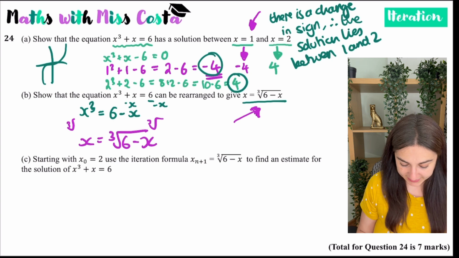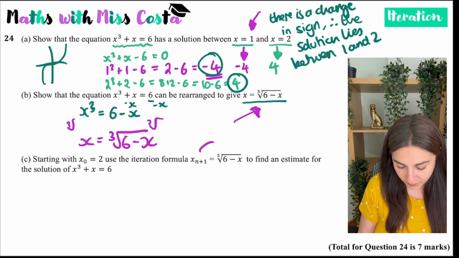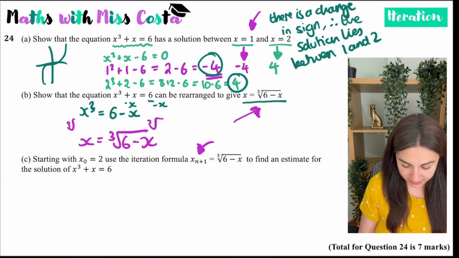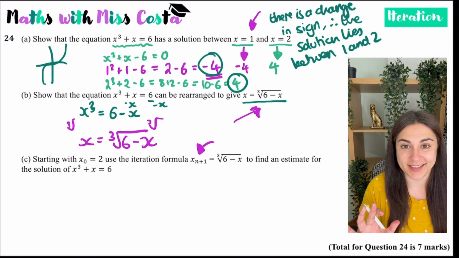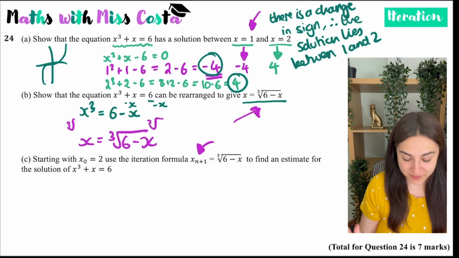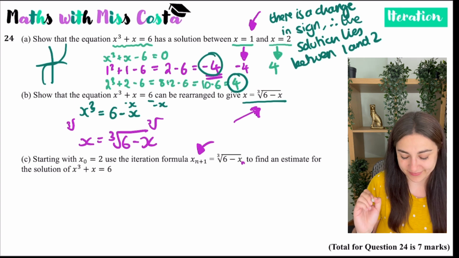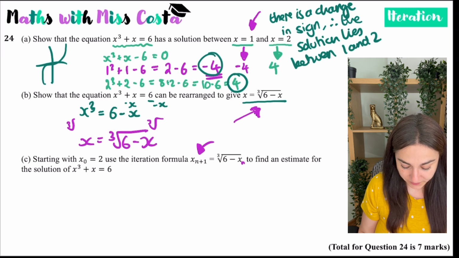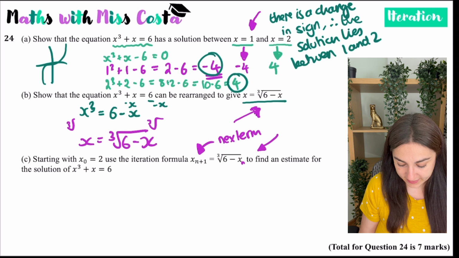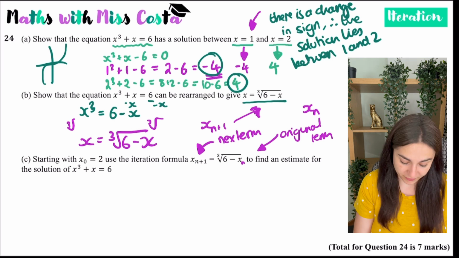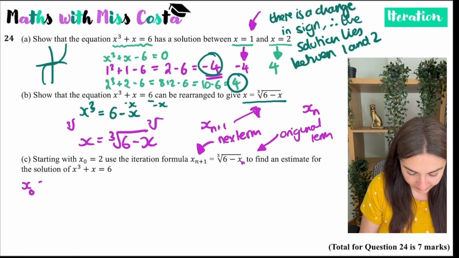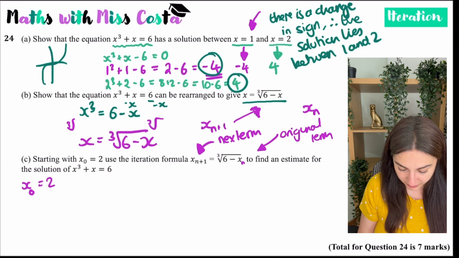And then starting with x equals 2, use the iteration formula. So remember, with iteration, don't be afraid of the fact that it's got a bottom indice or whatever. All it means, oh, and that should say xn over there. So all it means is, imagine that n plus 1 just means the next term, and xn is the original term. xn is the original term, xn plus 1 is literally the term after that. So if x0 equals 2, well, x0 is the original term.